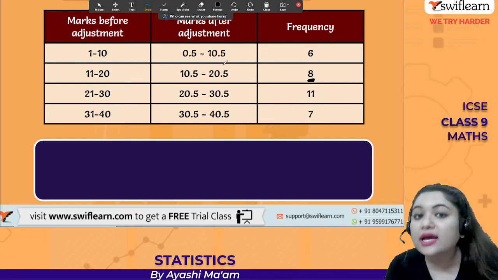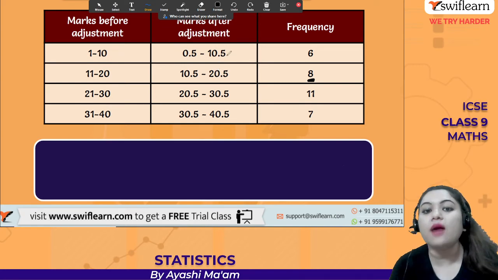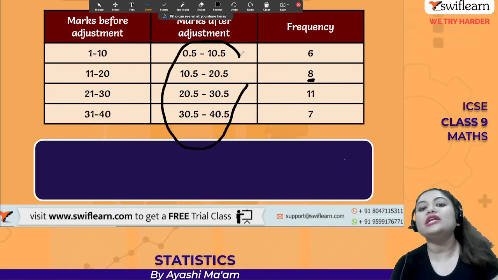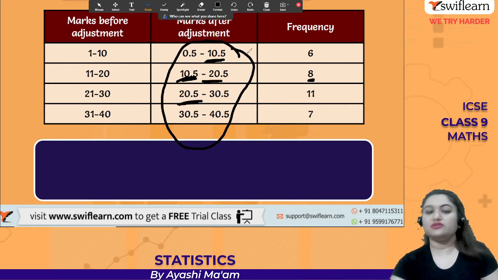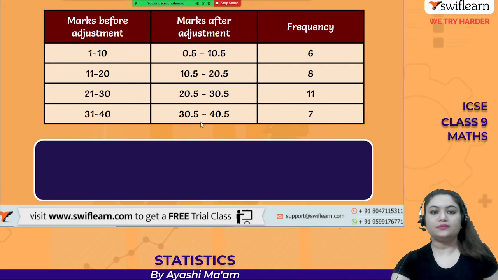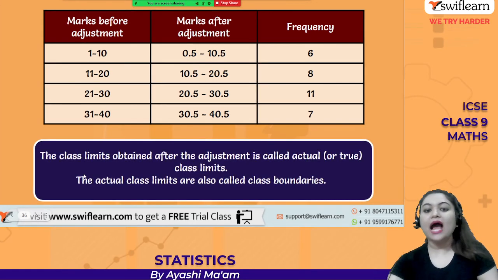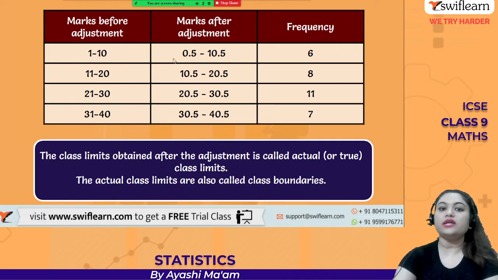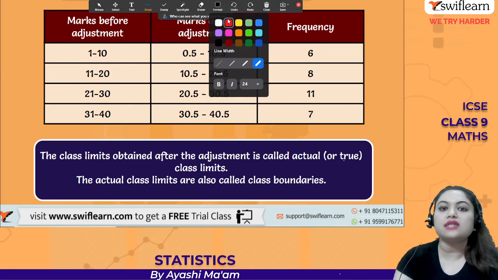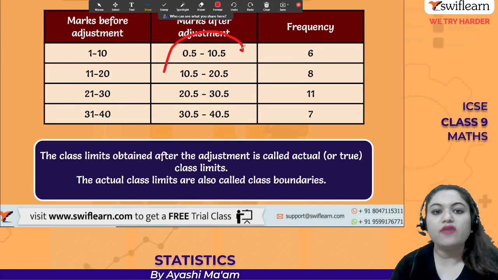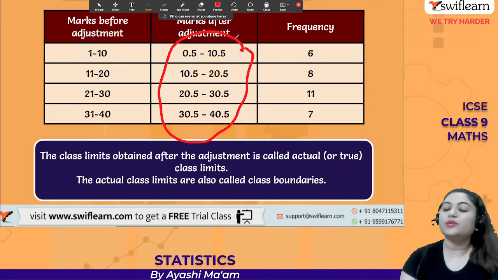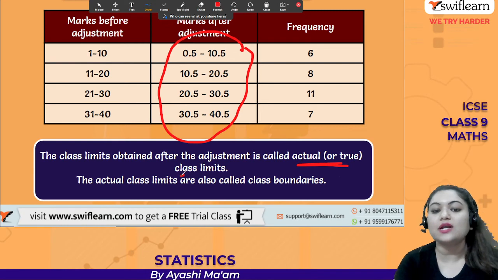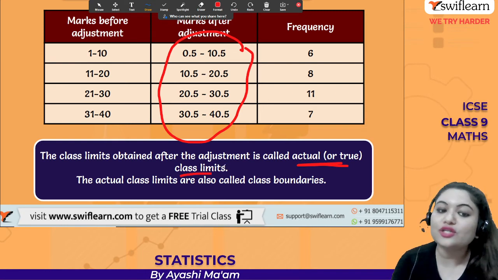तो इससे फायदा क्या हो रहा है, फायदा यही हो रहा है कि हमारा जो डेटा है वो continuous form में आ रहा है ना, ending at 10.5, starting at 10.5, ending at 20.5, starting at 25. That's why this is the advantage. Okay, the class limits obtained after the adjustment, मतलब यहाँ पर जो लिखा हुआ है marks after adjustment, ये वाला part, ये वाला जो class limits आपको मिल रहा है, these are called as the actual class limits or the true class limits.